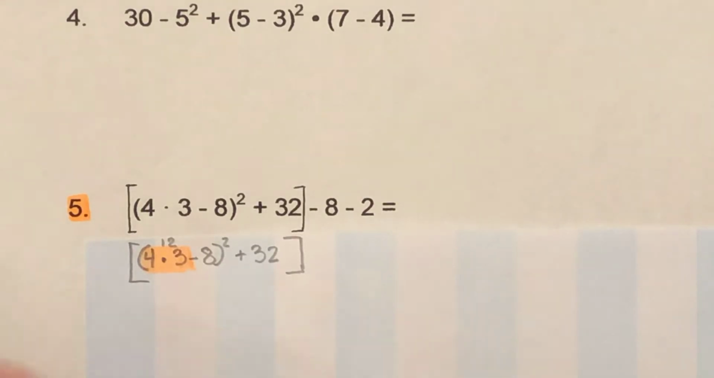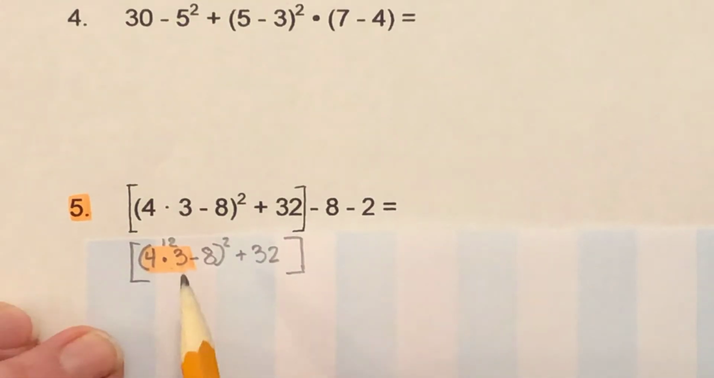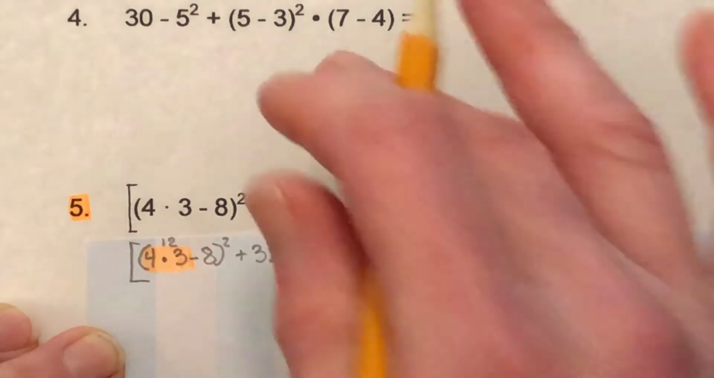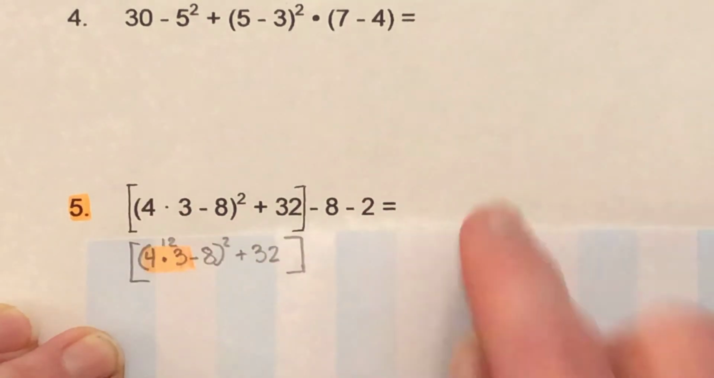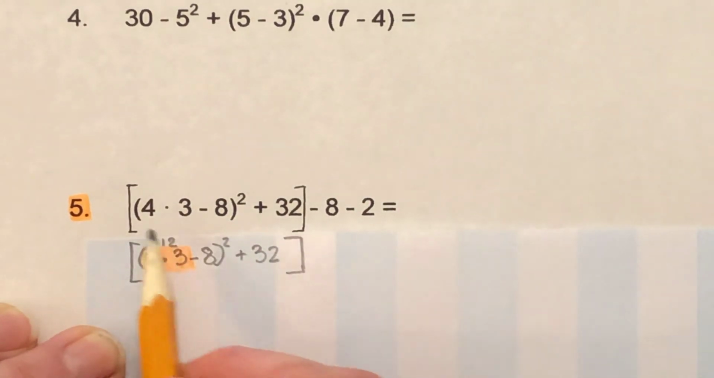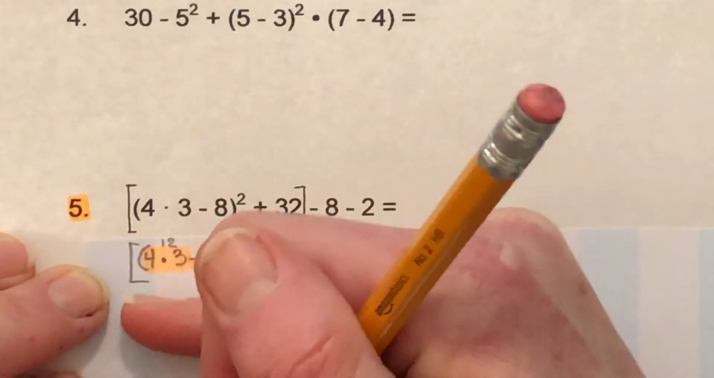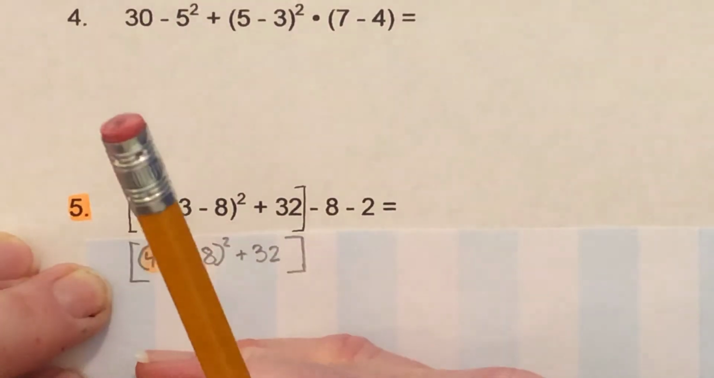On number 5, since we have brackets, I want to go ahead and do everything inside the brackets first. Once we figure out the value of what's inside the brackets, then we'll go back to this expression and finish it out. So I've rewritten the brackets down here, and I'm going to use this space just to focus on nothing more than the brackets.